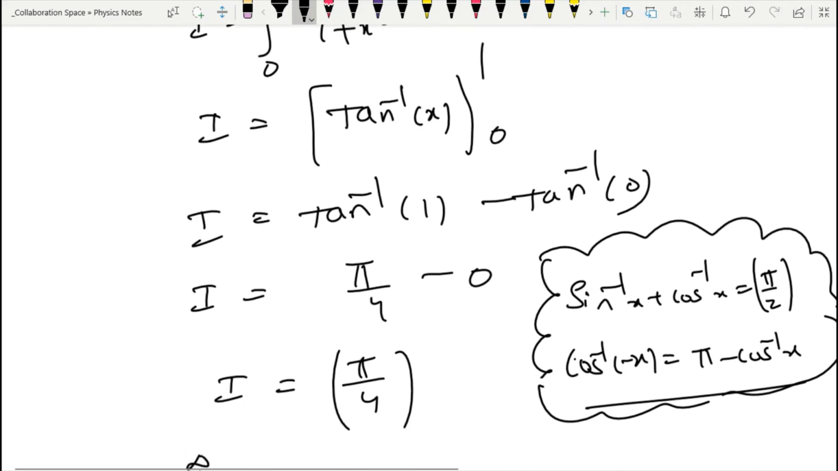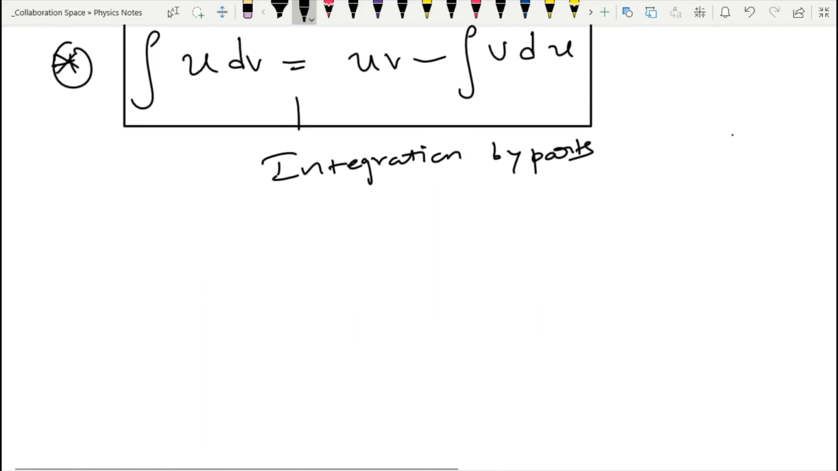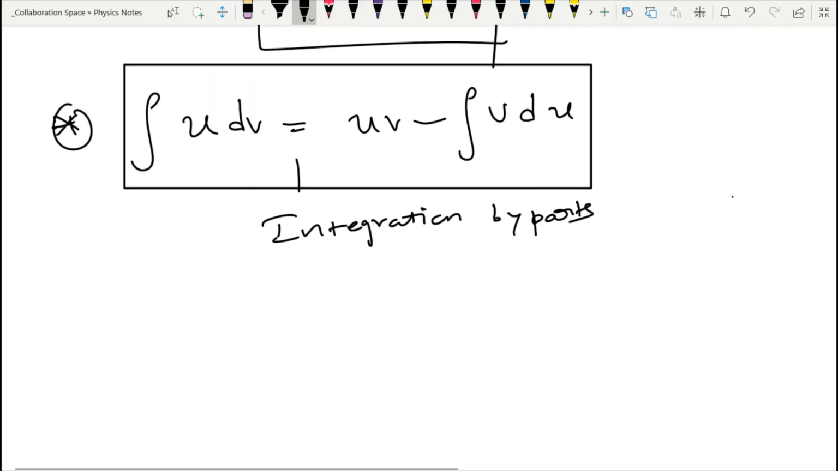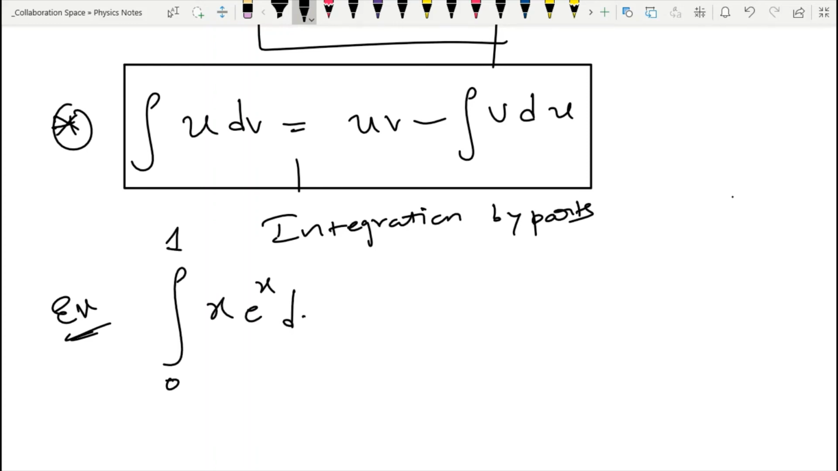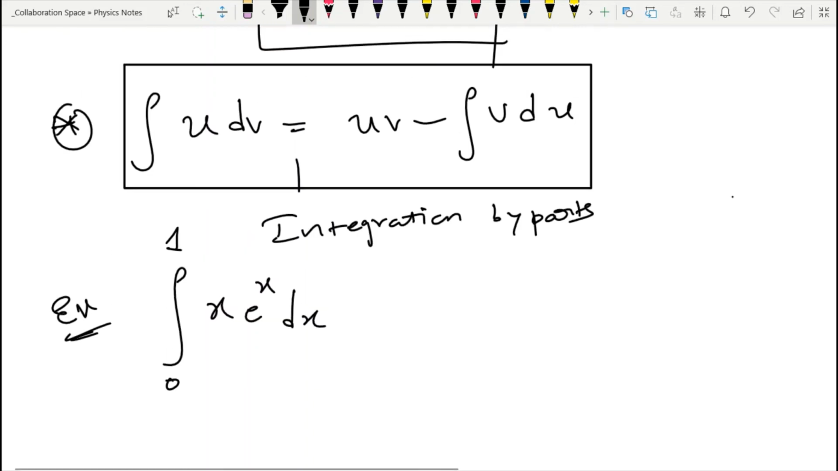In tomorrow's class, I will definitely ask you the formulas related to these integrations. No doubt. Now let us see integration by parts with one small example. What is the integration from 0 to 1 of x e power x dx? See this formula. We have to integrate this x e power x dx by using parts.